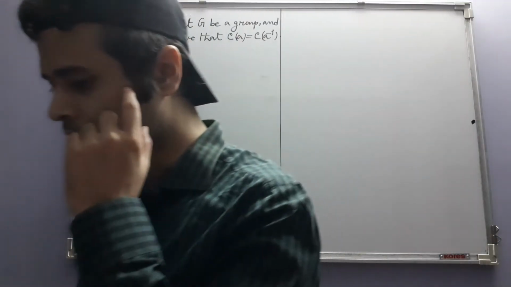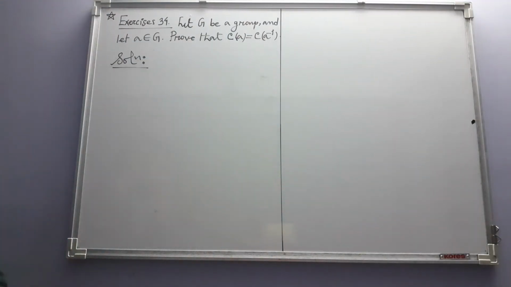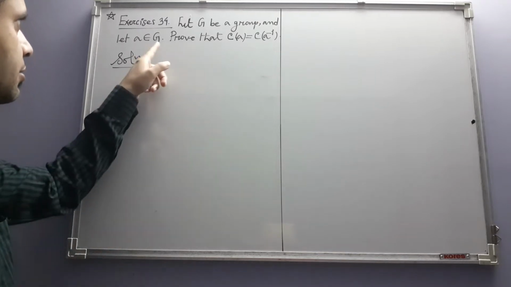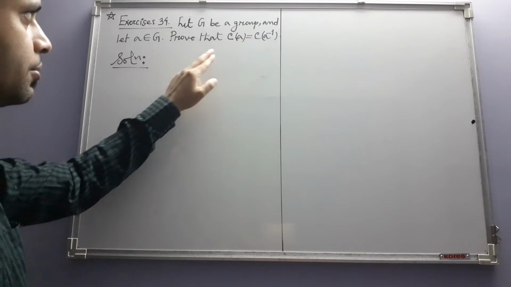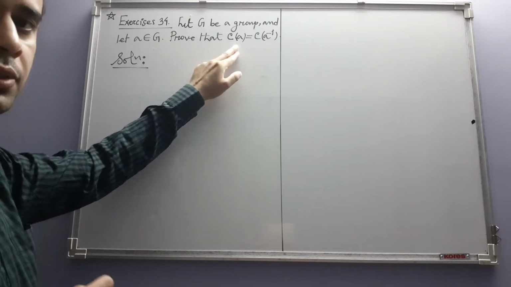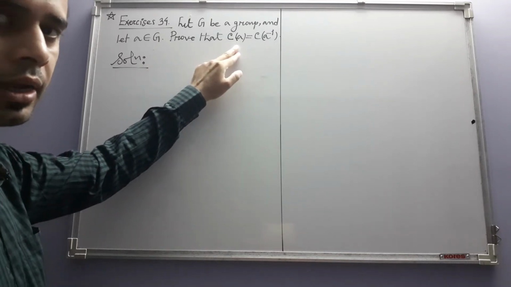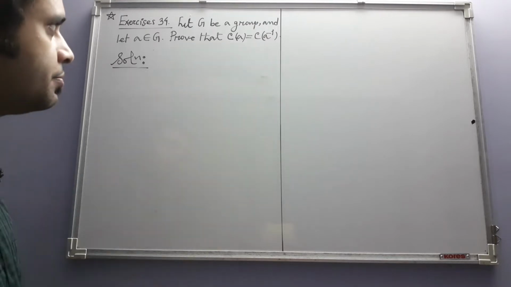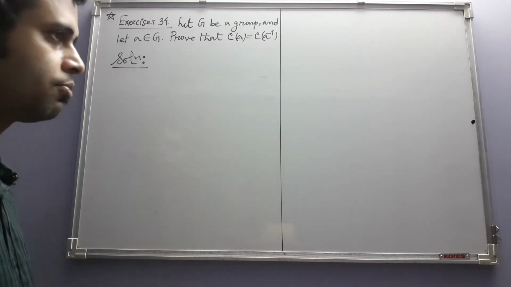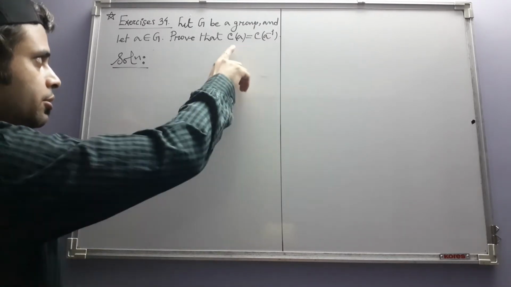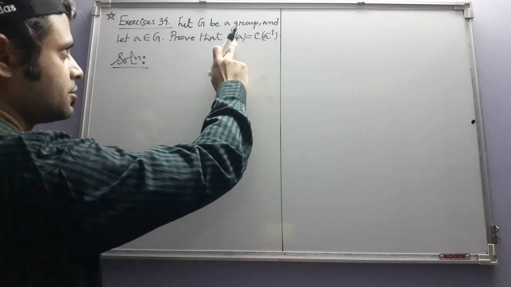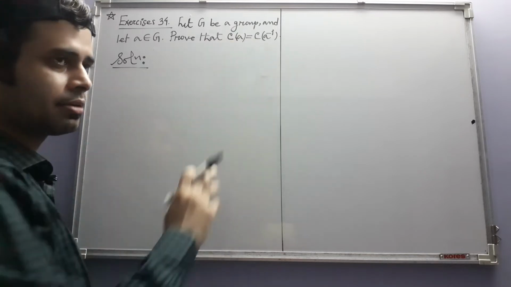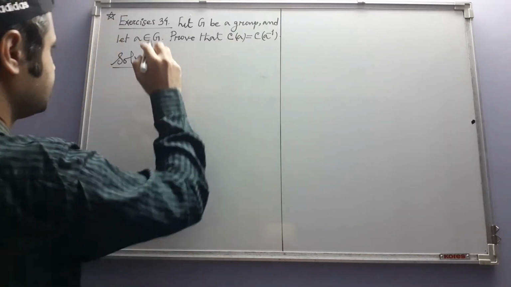Okay, next exercise 34. A group G is given, and in it an element A is given. We have to prove that the centralizers of A and A inverse are actually equal. So you follow the usual strategy: you show that each set is a subset of the other. We start by showing that CA is a subset of CA inverse.